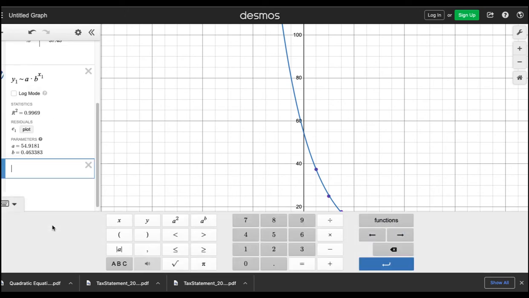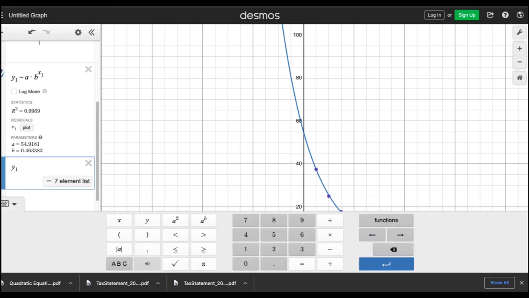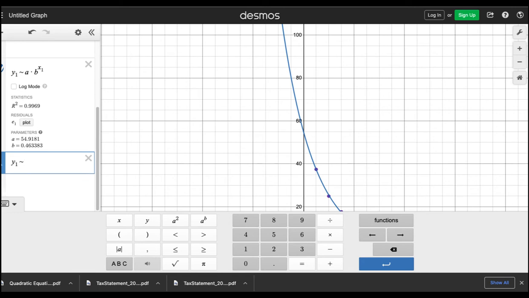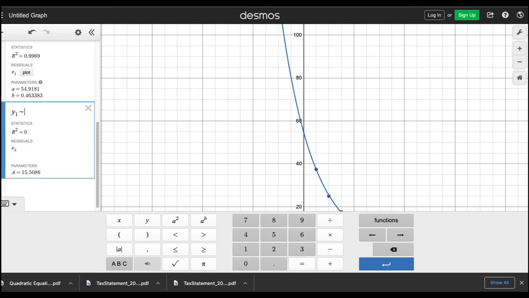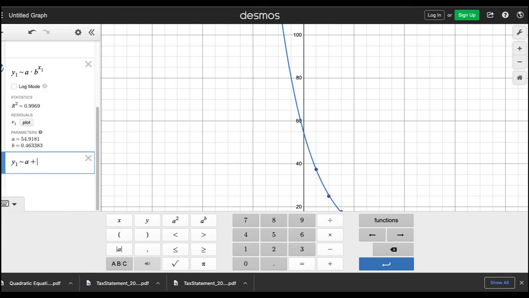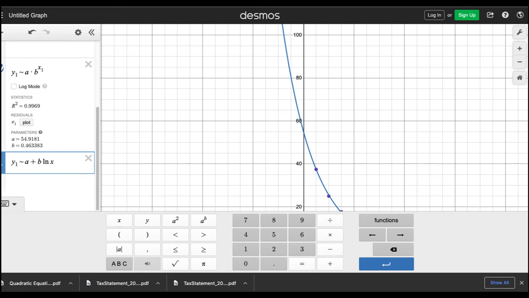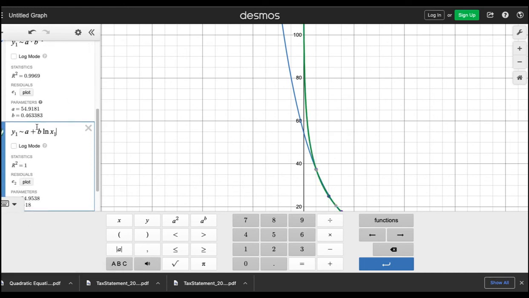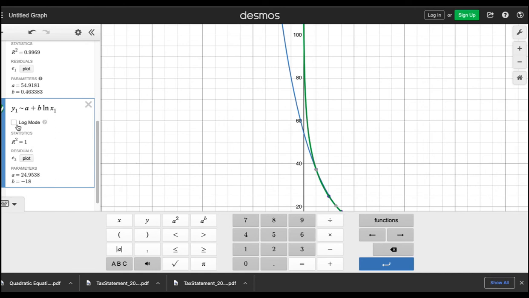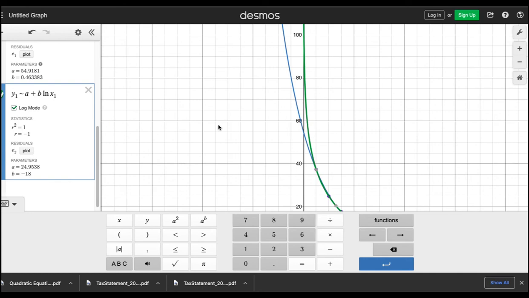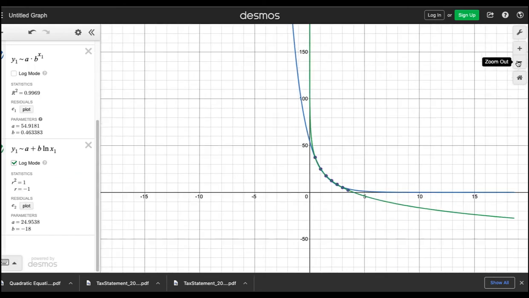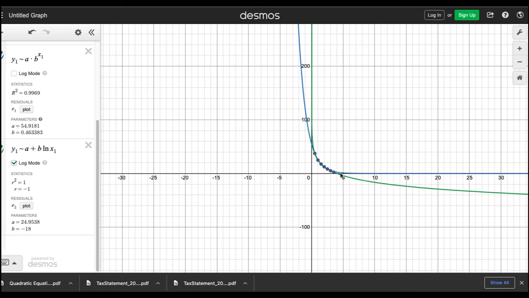So if I were to start off by saying y sub 1 is, we're trying to make it equal to some value a plus b times, let's say, the natural log of x. Now remember we have to use x sub 1 in order for the calculator to recognize that we're talking about the data set above. And when I do that, we get what the textbook actually had as an answer, and I'm going to zoom out a little bit so you can see that the green equation also fits very well.